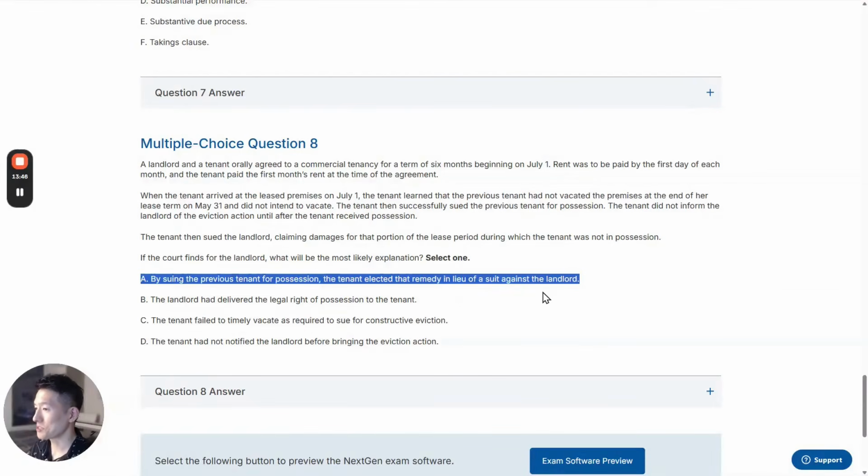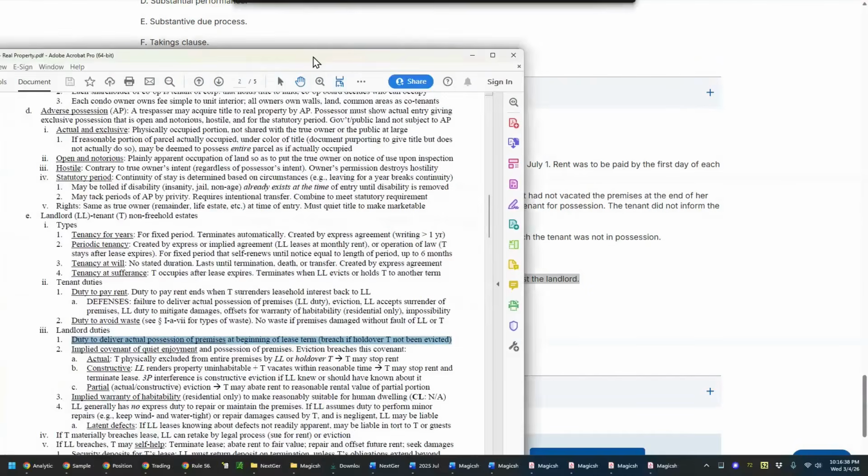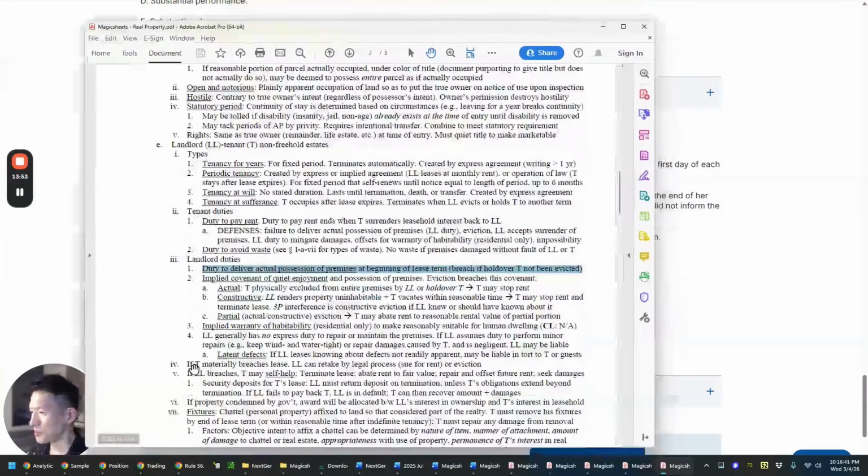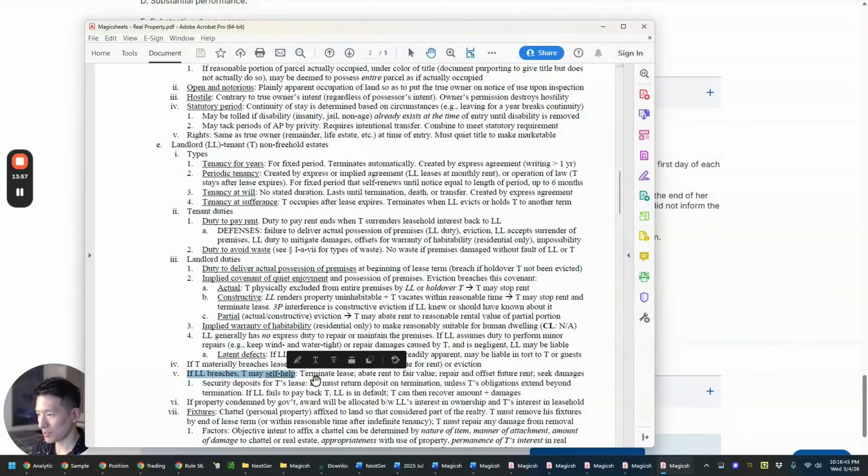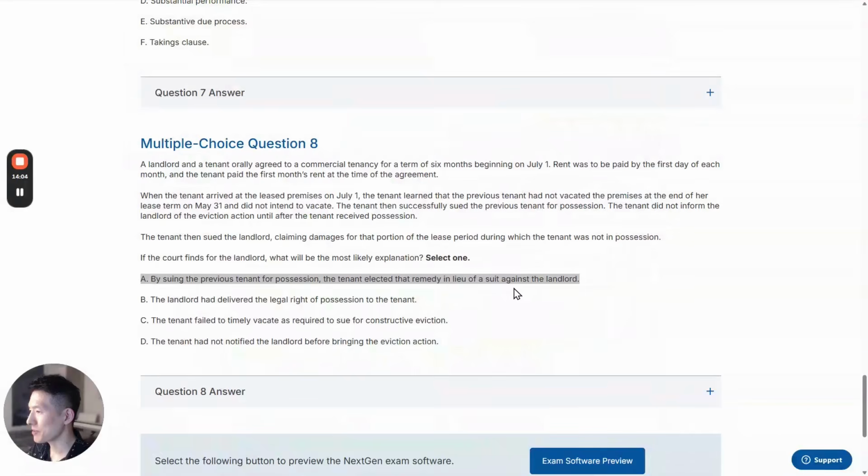Choice A, by suing the previous tenant for possession, the tenant elected that remedy in lieu of a suit against the landlord. So the tenant could do self-help. The tenant could terminate the lease, abate the rent, seek damages, but there's no waiver of other suits that the tenant could do. I'm not really sure about this one.